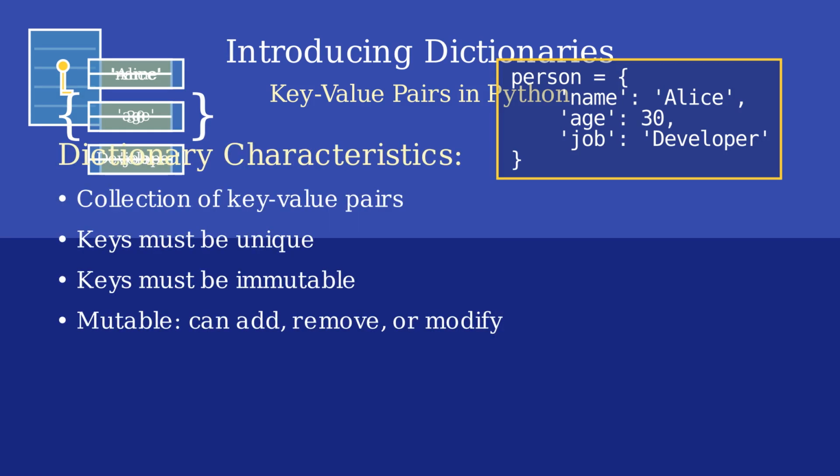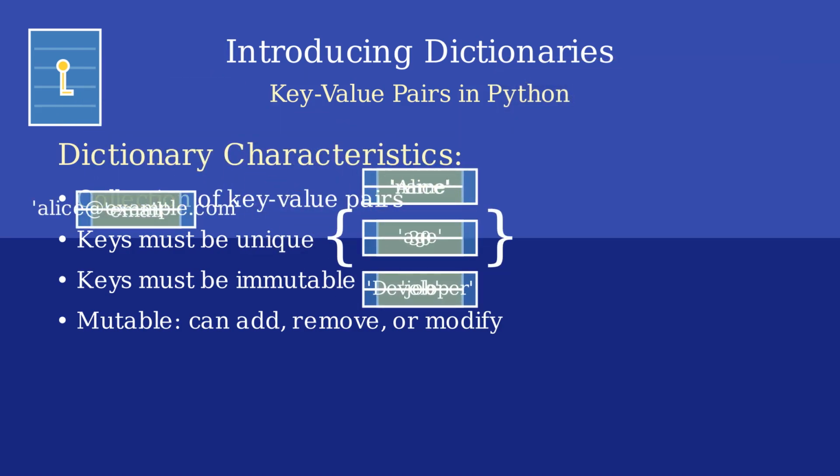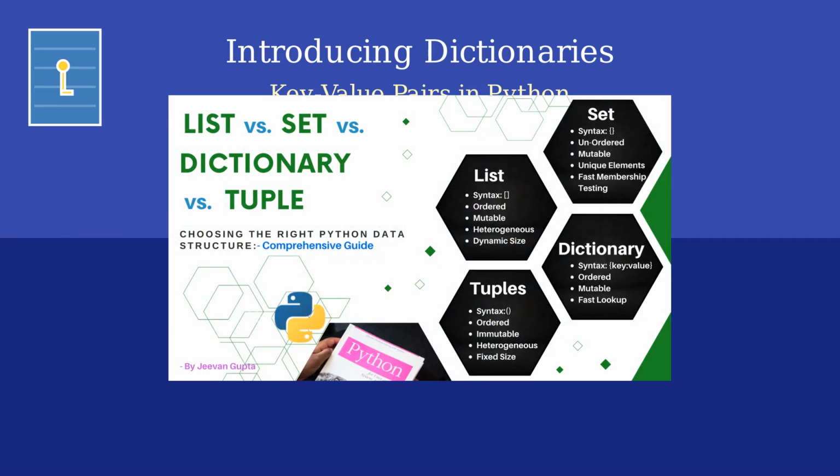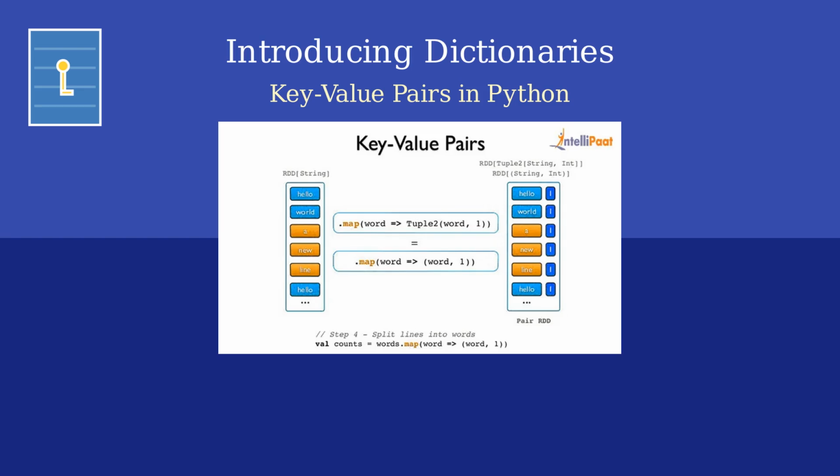Dictionary keys must be immutable objects like strings, numbers, or tuples. This is because dictionaries use a technique called hashing to provide fast data retrieval. Dictionaries are mutable, which means you can add, remove, or modify key-value pairs after the dictionary is created. This key-value structure makes dictionaries ideal for representing real-world data where items are accessed by a specific identifier rather than position. Unlike lists and tuples, which are accessed by index, dictionaries use keys to quickly retrieve their associated values.